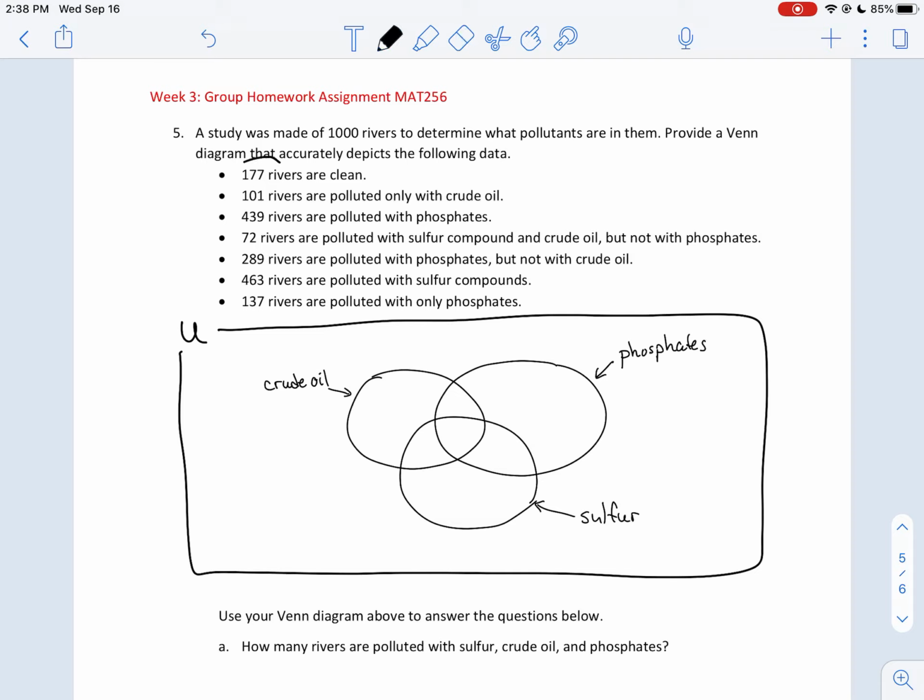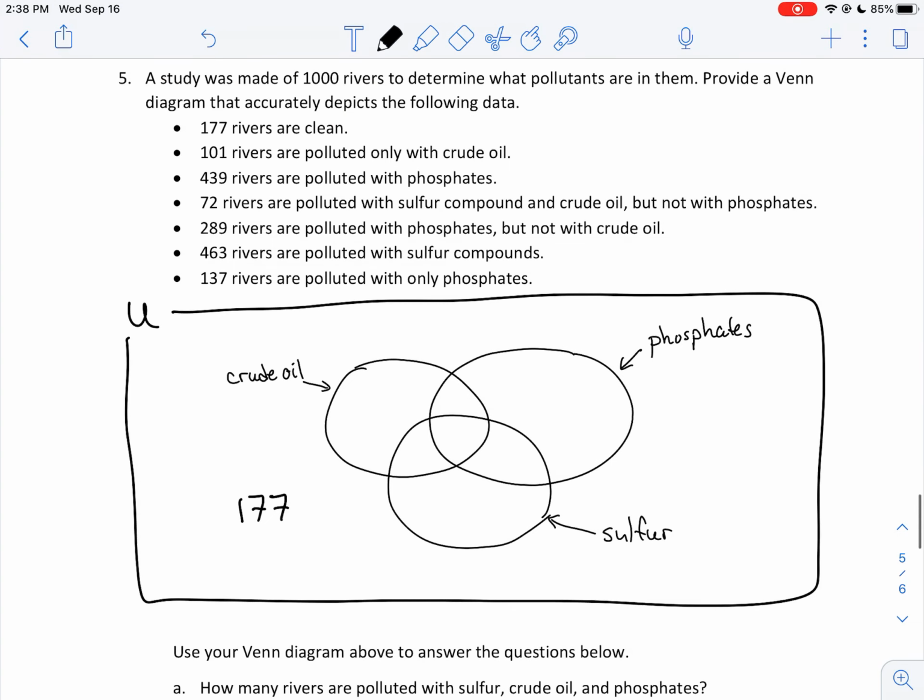And let's begin with this first bullet: 177 rivers are clean. So that means they don't have any pollutants, at least not these 3. So we're going to put the 177 figure outside the 3, but still in the universe. 101 rivers are polluted only with crude oil. So that's going to give us a 101 in this portion of our Venn diagram, only crude oil, but not phosphates, not sulfur.